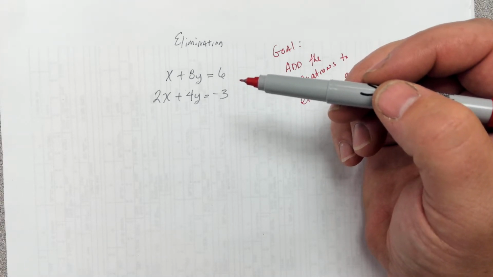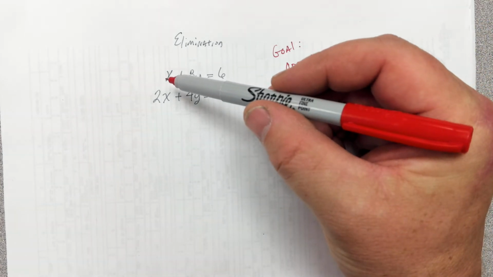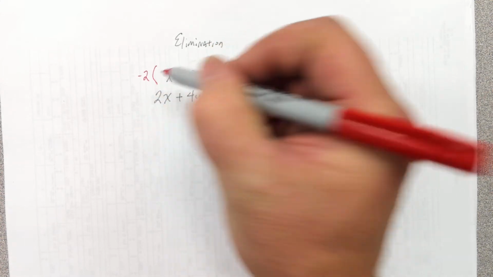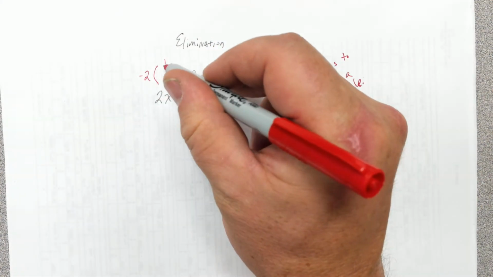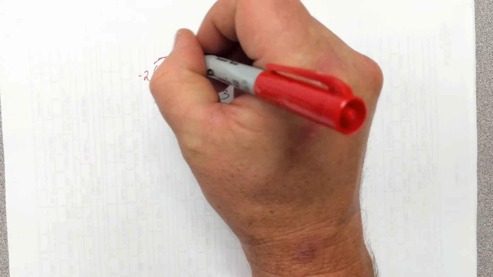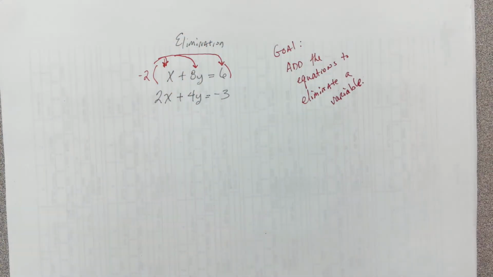So if you want to get rid of x, then we need to make this negative 2, right? And the way you would make that negative 2 is you'd have to multiply the entire equation, both sides, by negative 2. Because since it's an equation, if you do something to one side and you do the same thing to the other, it's still equal.